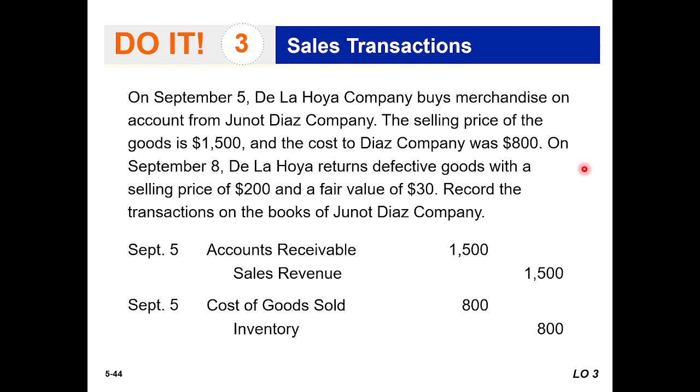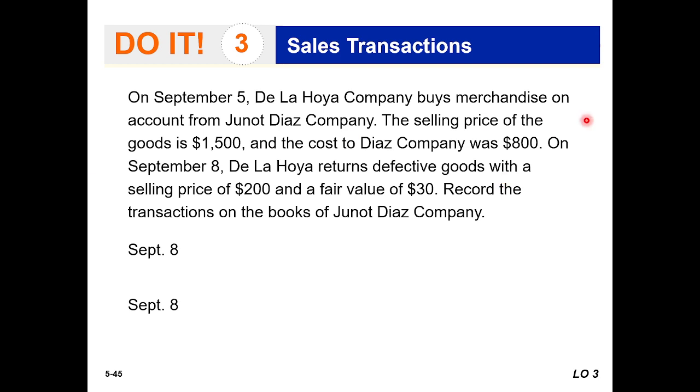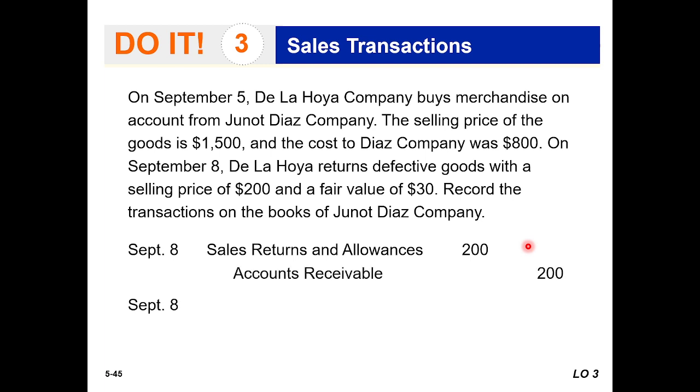Now the next portion. On September 8, Dealer returns defective goods with a selling price of $200 and a fair value of $30. So two entries would be recorded here: sales returns 200 and accounts receivable 200, and then inventory 30 and cost of goods sold 30.